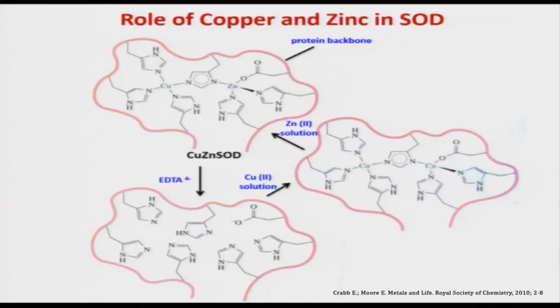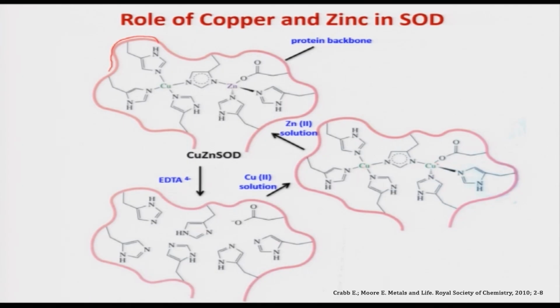Now, in order to do that, this is the copper zinc SOD. You can see the protein backbone is shown over here. Now, if one uses a strong chelating ligand like EDTA, what would happen? It will immediately remove copper and zinc, and you get an apo enzyme without any metal, which is a completely inactive molecule. Now, once you add copper solution to this demetalated species, what would happen?